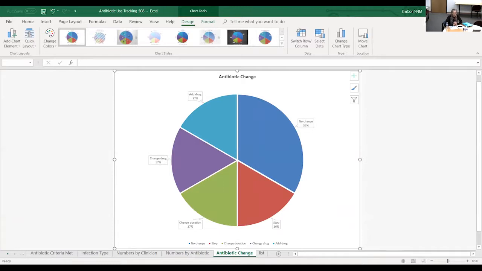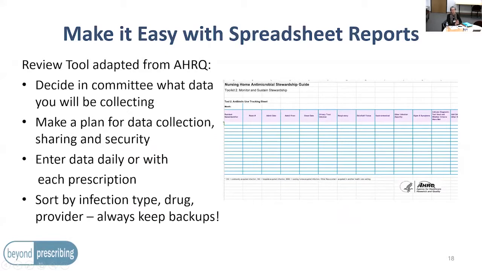So with the group, I just want to ask, what kind of uses do you see for this sheet? Do you think you would be able to look at this, look at your prescribing? Are there areas that you would like to do a systematic data collection on UTI or a specific drug? What kind of issues have you been seeing in your facilities? Any volunteers typing in?